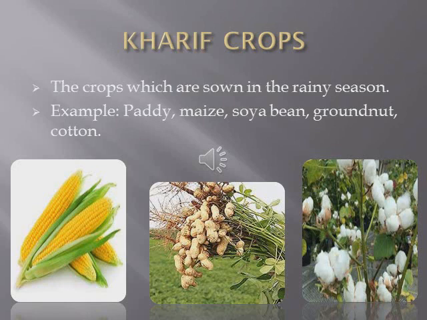Now let's see about kharif crops and some examples of kharif crops. The crops which are sown in the rainy season, that is from June to September, are called kharif crops. Some examples of kharif crops are paddy, soybean, maize, groundnut and cotton.